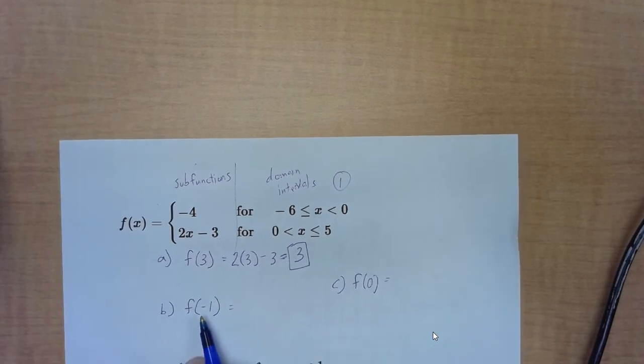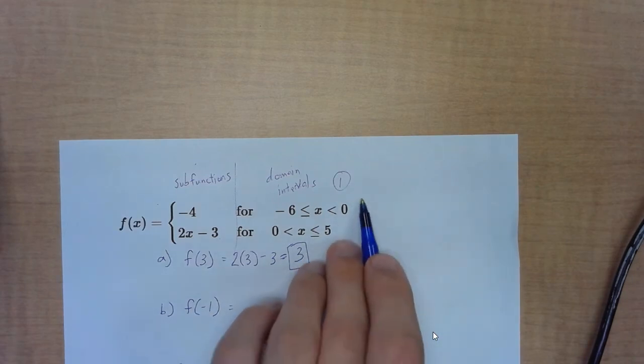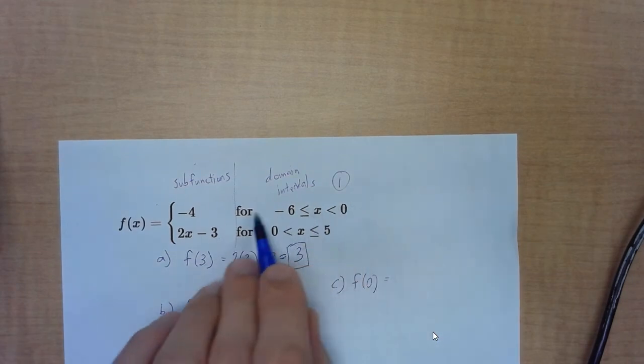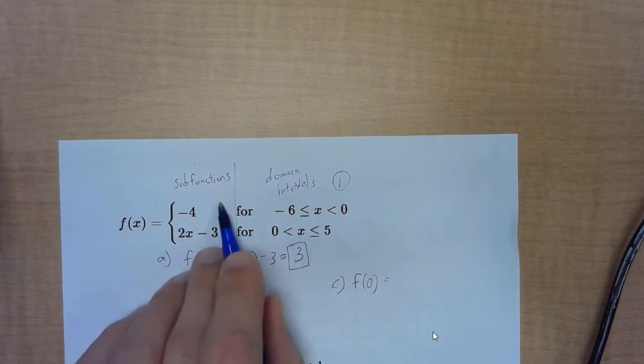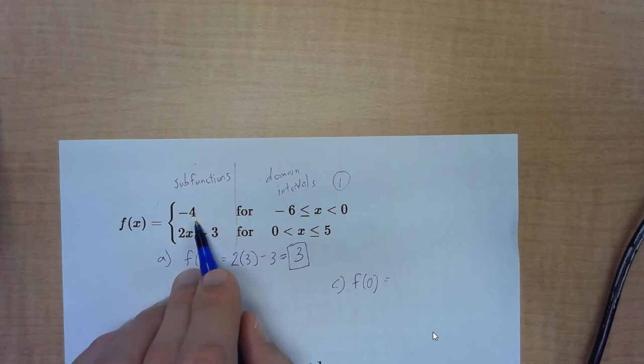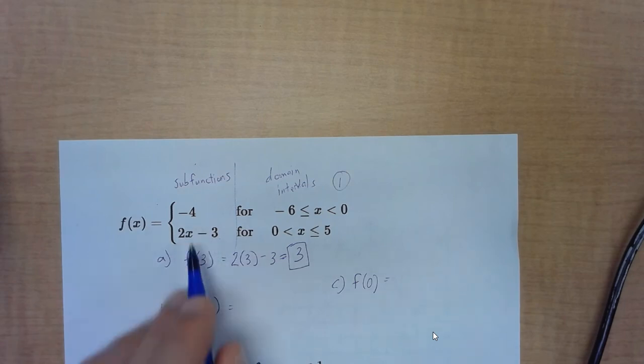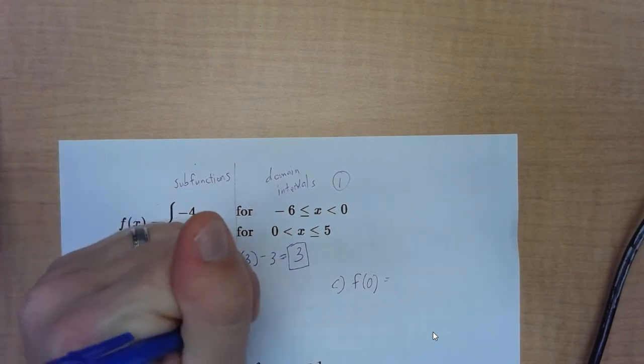Next, how about f of negative 1? So I'm going to first look at my domain intervals, and negative 1 is falling under this first one. So this is our function here. Oh, that's just a constant, so there's nothing to substitute in for x. It's just negative 4.